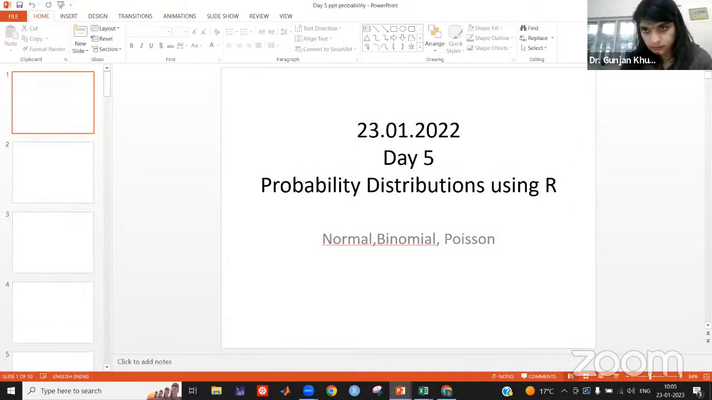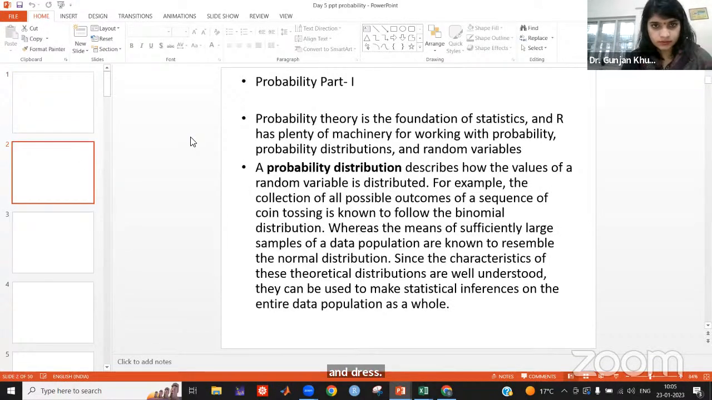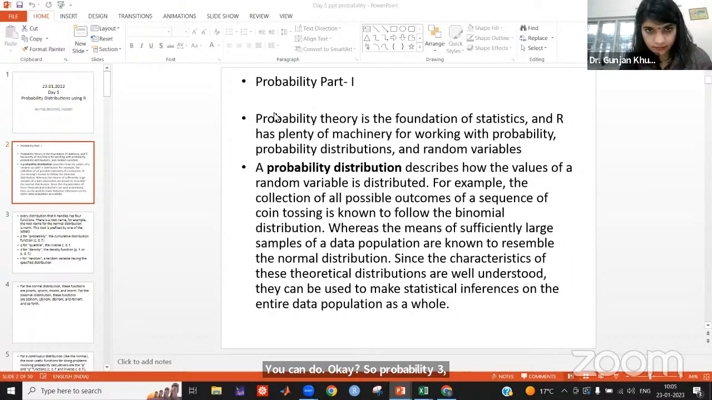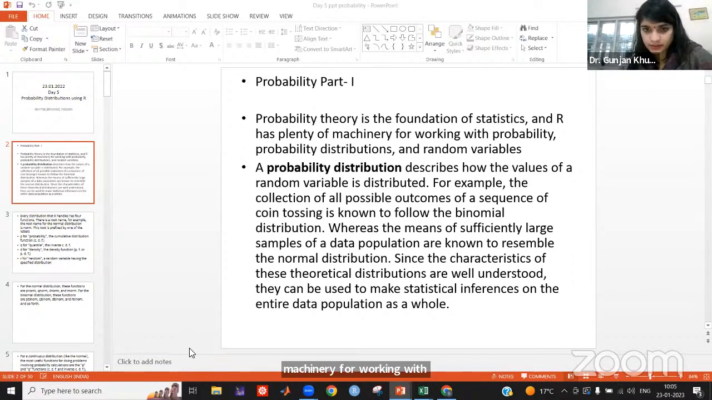Okay. So it's day 5 and we'll be doing probability distributions using R, and we'll be discussing binomial, normal and Poisson in this session, and the rest you can do. Probability theory is the foundation of statistics, and R has plenty of machinery for working with probability distributions and random variables. A probability distribution describes how the values of a random variable are distributed.